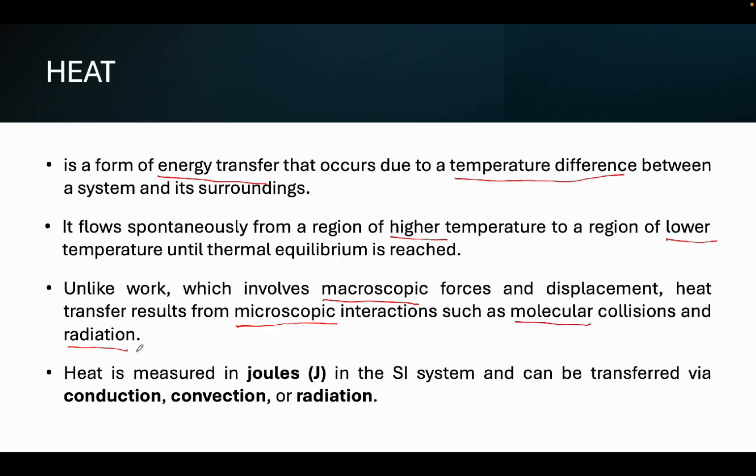Okay, now as for the basic unit of heat, heat is measured in joules, or joule if singular and joules if plural. So, capital letter J is the basic unit of heat. And also, it can be transferred via conduction, convection, or even radiation. So, we will be discussing these three mechanisms of heat transfer later on.